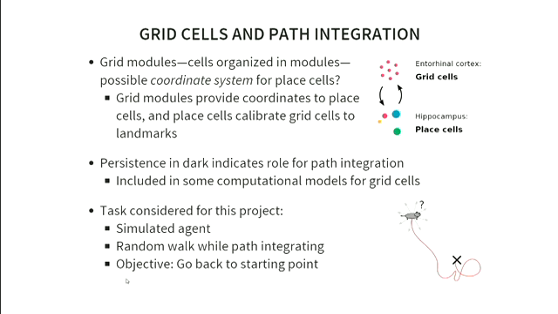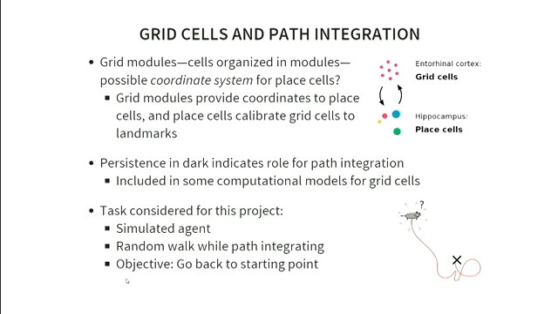So the task that I have considered for this project is then as follows. We have a simulated agent that performs a random walk in a two-dimensional open space. And then at the same time we have networks of grid cells that perform path integration in order to keep track of where the agent is. And then when a certain amount of time has elapsed, the objective for the agent is then to go back to the starting location. So it should go back to the cross there. And it should do this based only on information from the network of grid cells. And we want to do this with a neural network.